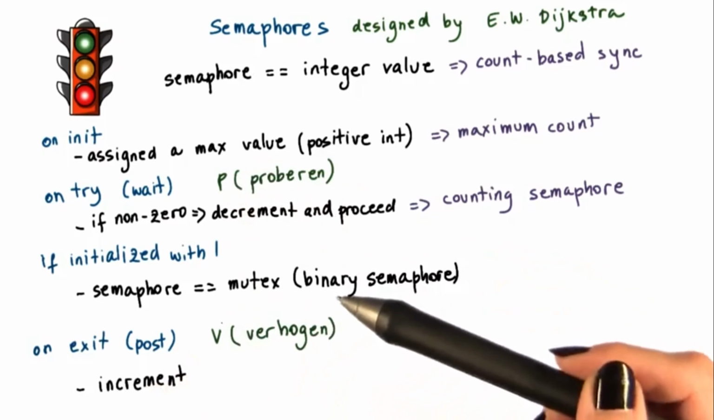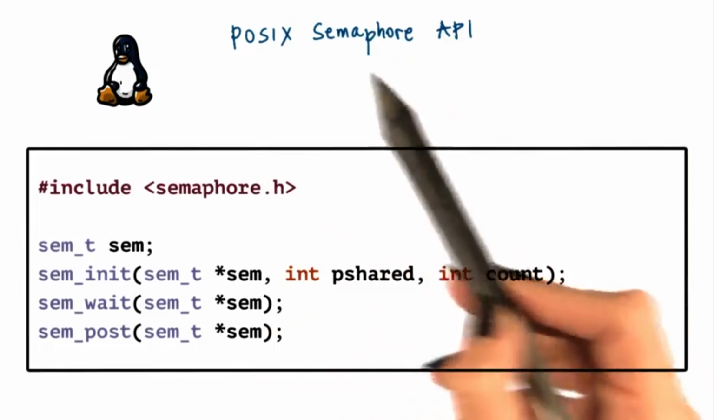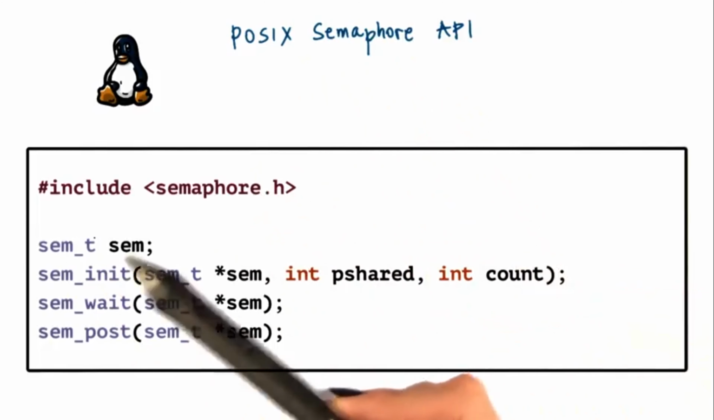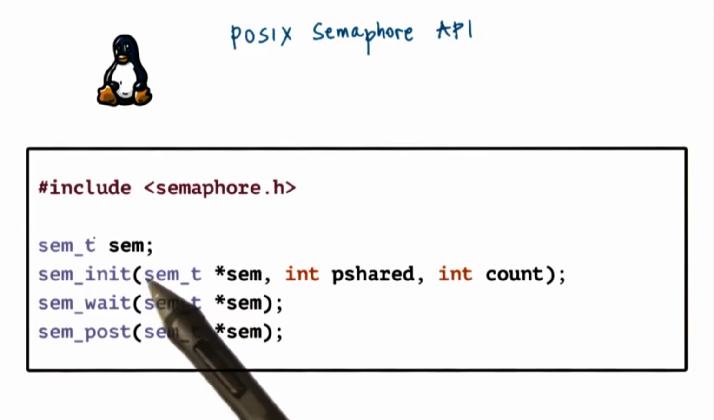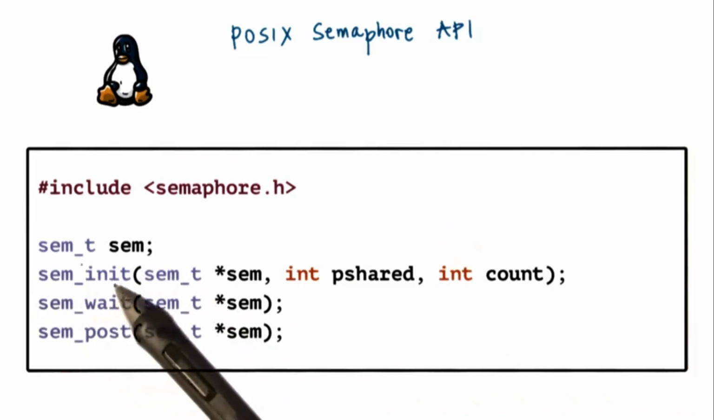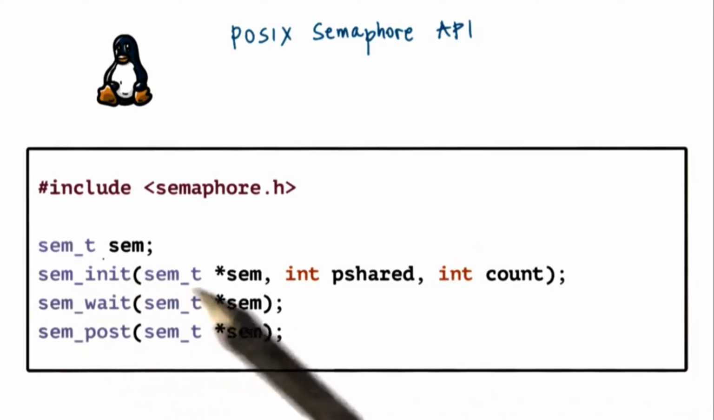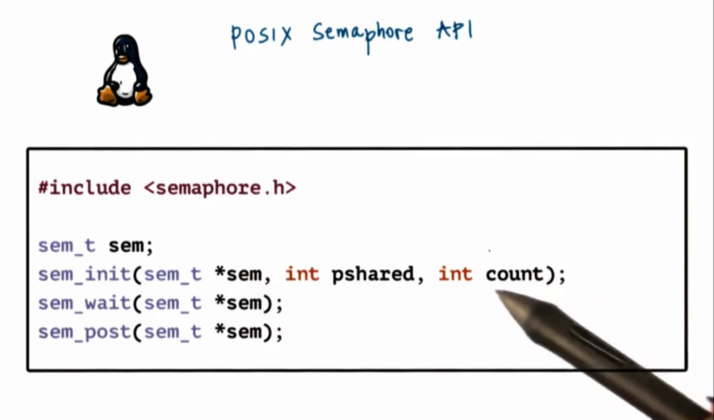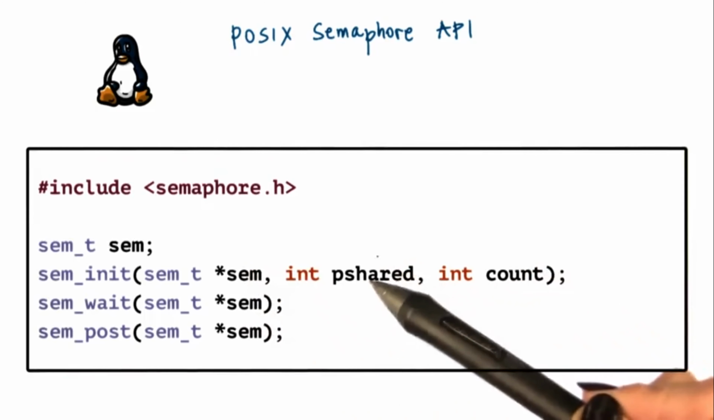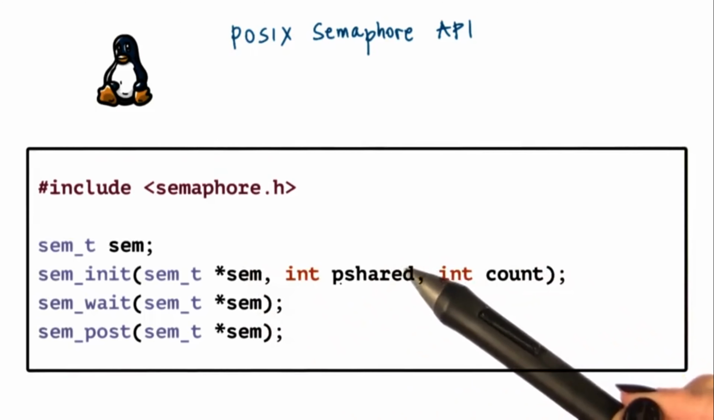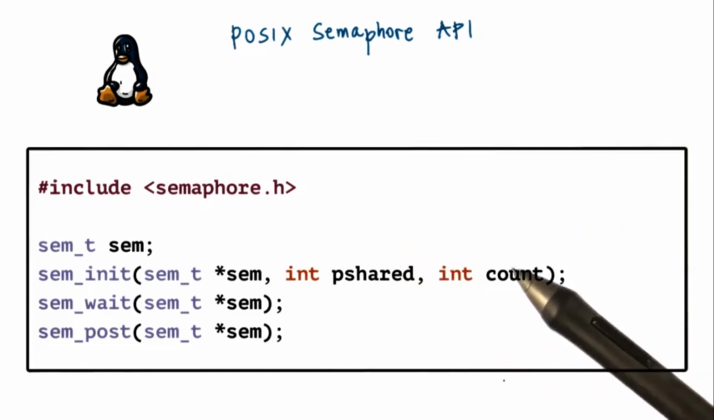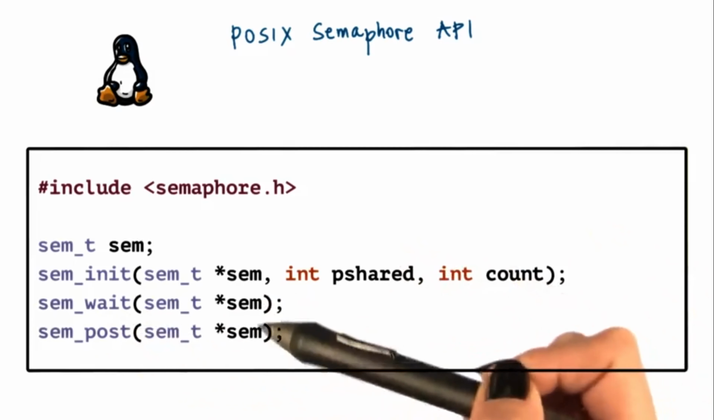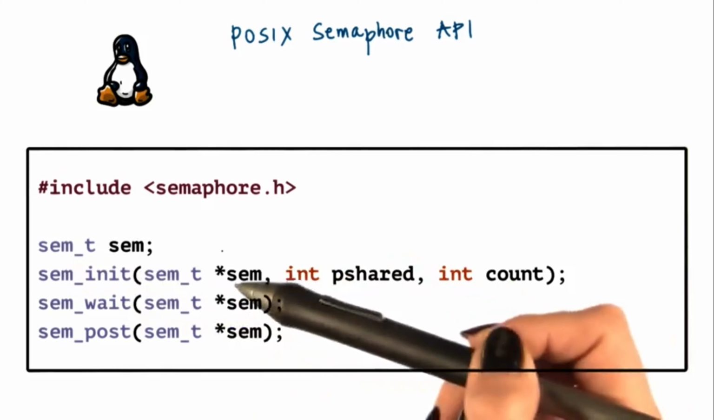Here are some of the operations that are part of the POSIX semaphore API. Semaphore.h defines the sem_t semaphore type. Initializing a semaphore is done with the sem_init call. This takes as a parameter a semaphore data type variable, and also it takes the initialization count and a flag. This flag will indicate whether the semaphore is shared by threads within a single process or across processes. The sem_wait and sem_post operations take as a parameter the semaphore variable that was previously initialized.